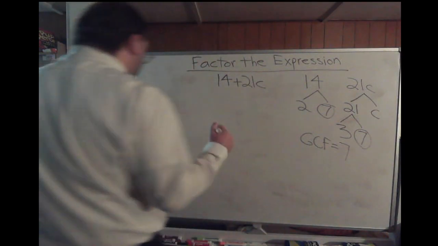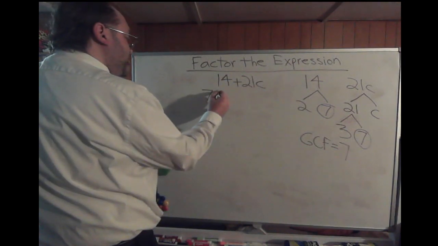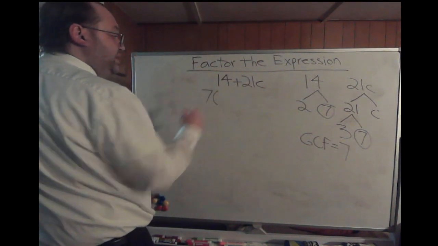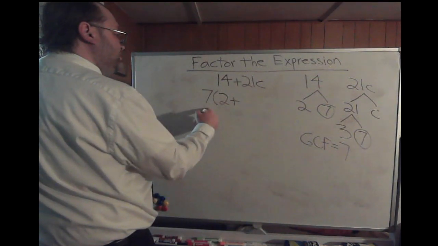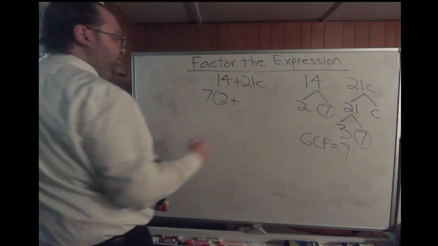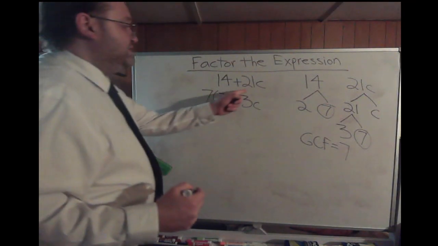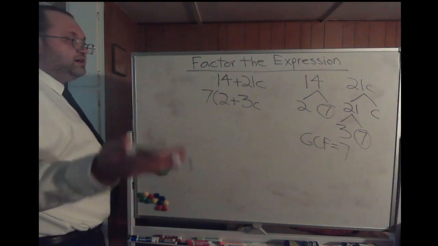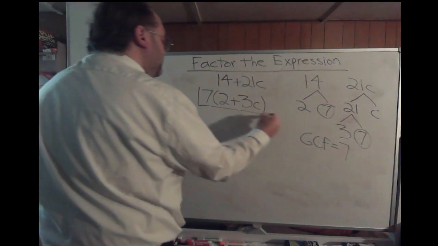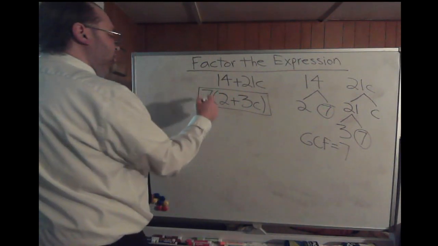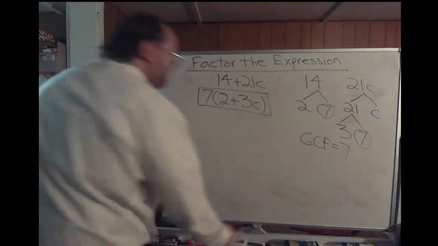So now you're going to take your greatest common factor of 7, put that outside of the parentheses. So 7 times what equals 14? 2. Then we have plus 7 times what equals 21c? That'd be 3c. Remember, it's just kind of like 7 times what equals 21, then you just tack on the variable. So that'd be 3c. So your completely factored expression is 7 times the quantity of 2 plus 3c. And that's really all there is to it.